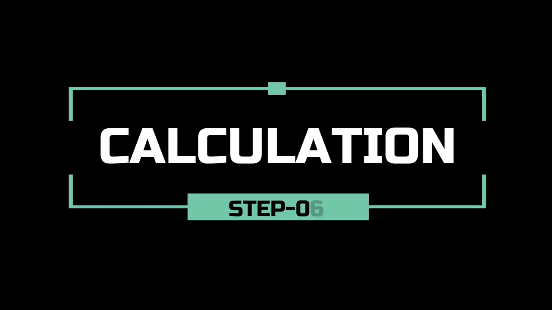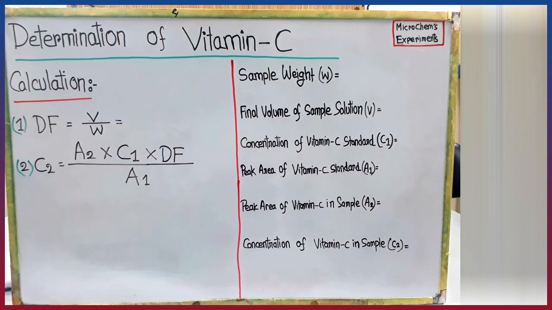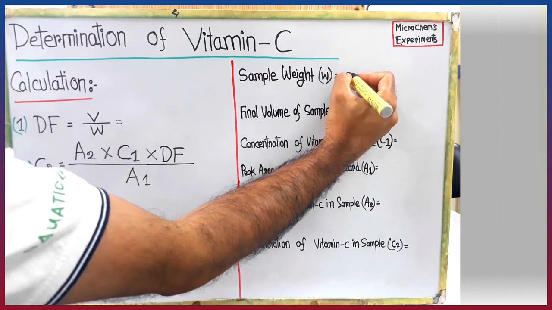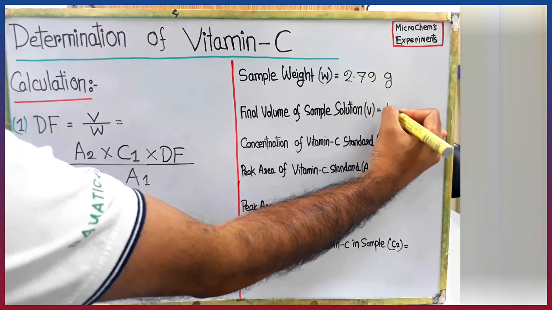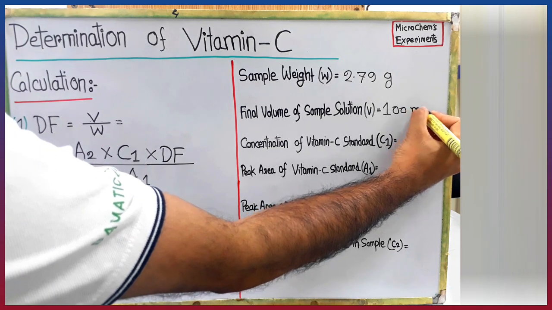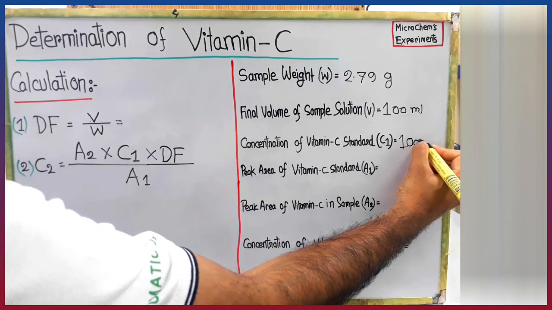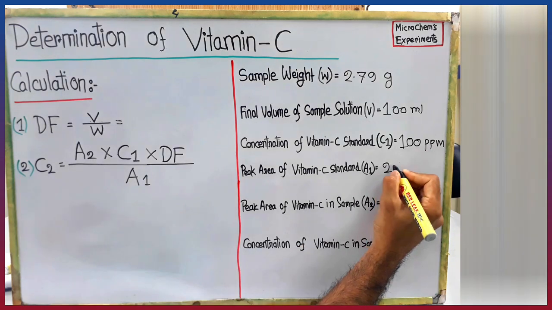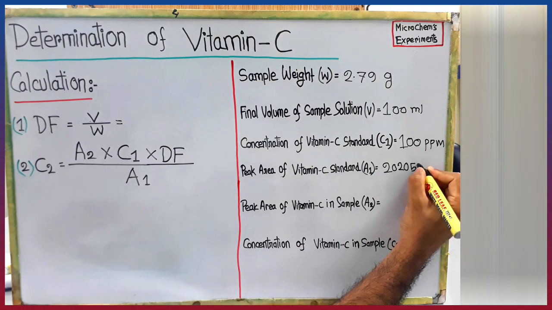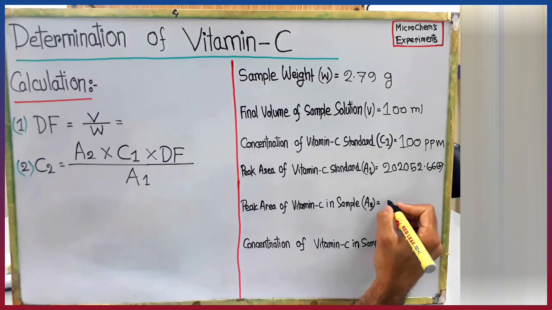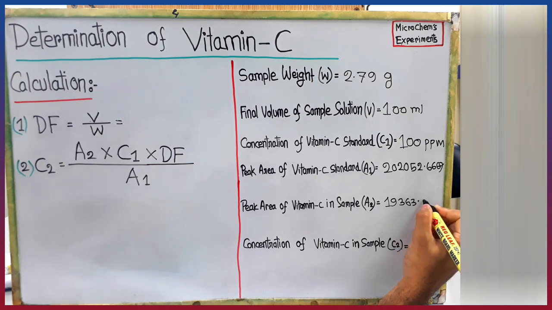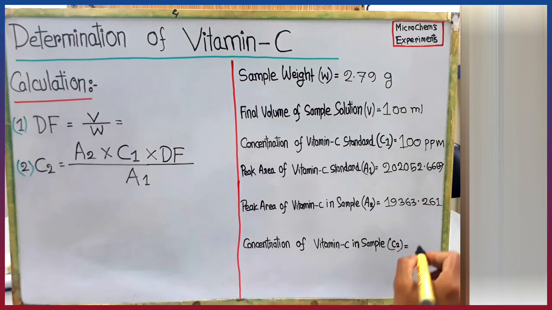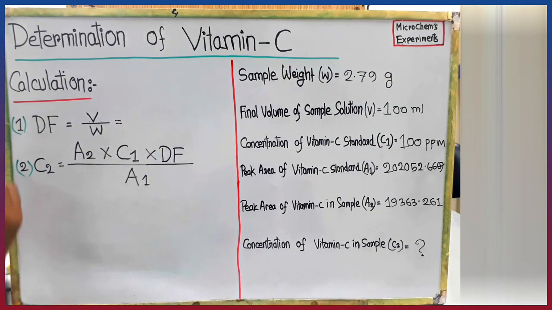Let's calculate the vitamin C concentration in our tested sample. Sample weight W is 2.79 grams. Final sample volume V is 100 ml. Vitamin C standard concentration C1 is 100 ppm. Area of 100 ppm vitamin C standard A1 is 202052.6669. Area of vitamin C in the sample A2 is 19363.261. Now solve the equation 2 for determining the vitamin C concentration in the sample.